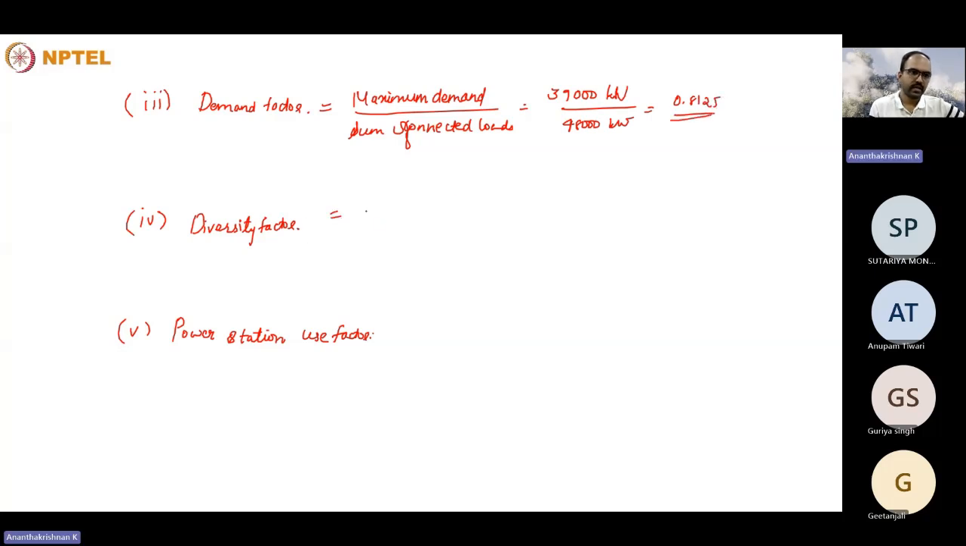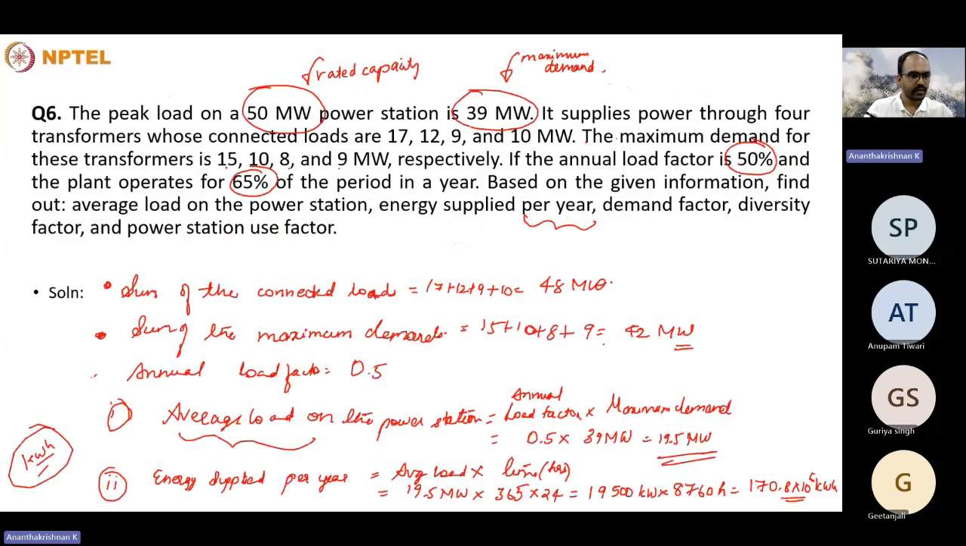The diversity factor is something similar, but it has the sum of maximum demands on the top to the maximum demand that the plant encounters. So that will be equal to 42,000. That is the maximum demand that we have calculated in the previous part of the problem.